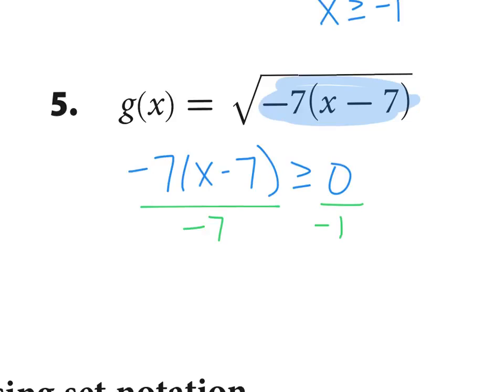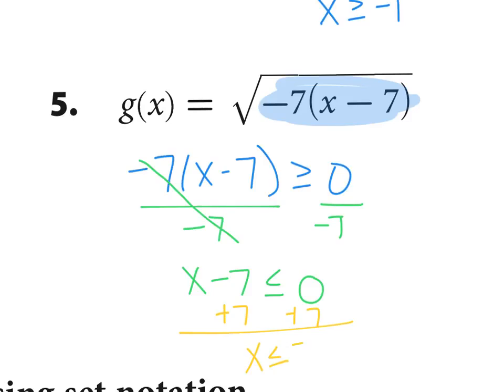And remember, we learned we can do whatever we want to one side of the equation. Exact same thing has to be done to the other side. So if I divide negative 7 by negative 7, they cancel. I'm left with x minus 7. What is 0 divided by negative 7? And then what happens here? Why does it flip? Yes. Okay, and then what does your minus 7 do? What do you do now to get rid of that minus 7? And I get that x is less than or equal to 7.